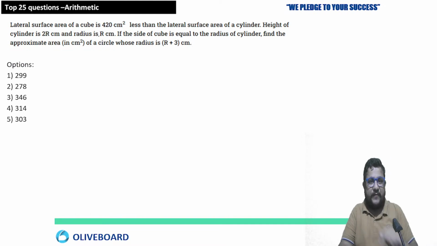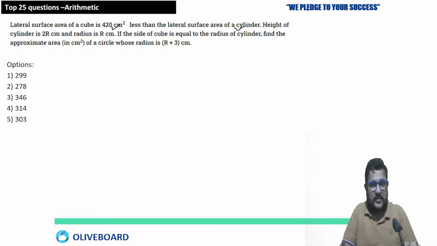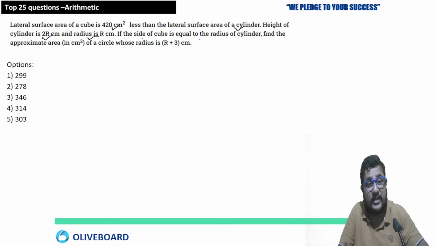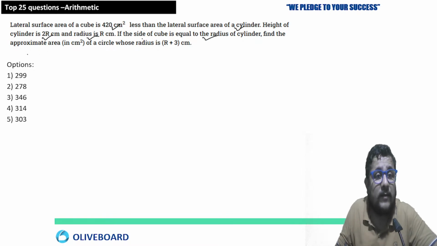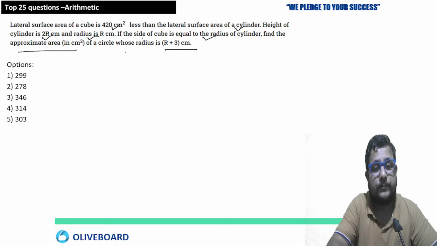Now, the lateral surface area of a cube is 480 centimeters square less than the lateral surface area of a cylinder. This is what is given. The height of the cylinder is 2r centimeter and the radius is r centimeter. If the side of the cube is equal to the radius of the cylinder, find the approximate area of the circle whose radius is r plus 3 centimeter. Is this clear to all of you? Tell me.